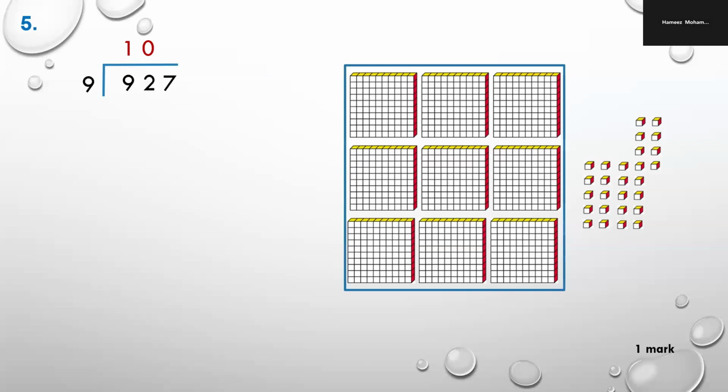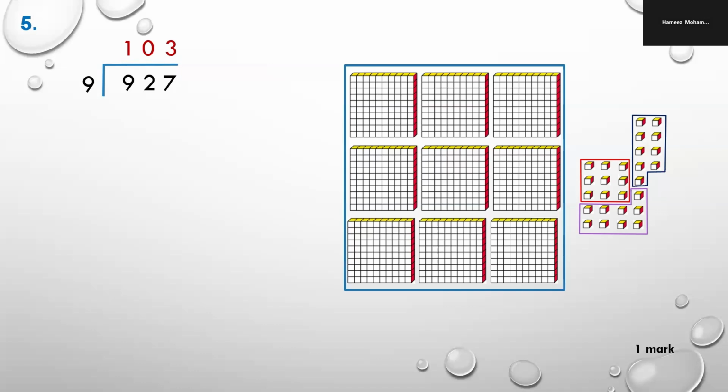Can we form a group of 9 there? Well, yes, we could get one group of 9 out of those 27 blocks. Can we get another group of 9? You can count it. 3 and 3, 6 and 3, 9. So we're getting 2 groups of 9 out of those 27. What about the remainder? We have 5 and 4, 9. So we can form 3 groups of 9 from that 27. So our answer is 103.